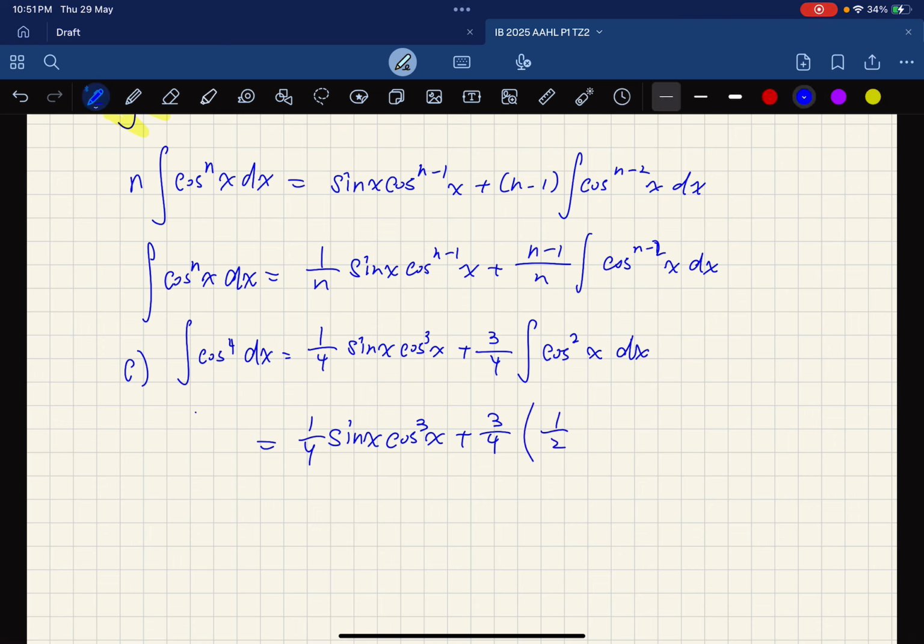I think that's basically it. Cosine cubed, and they're of the rational number, right? Okay, so I think that's basically it. Okay, so D.